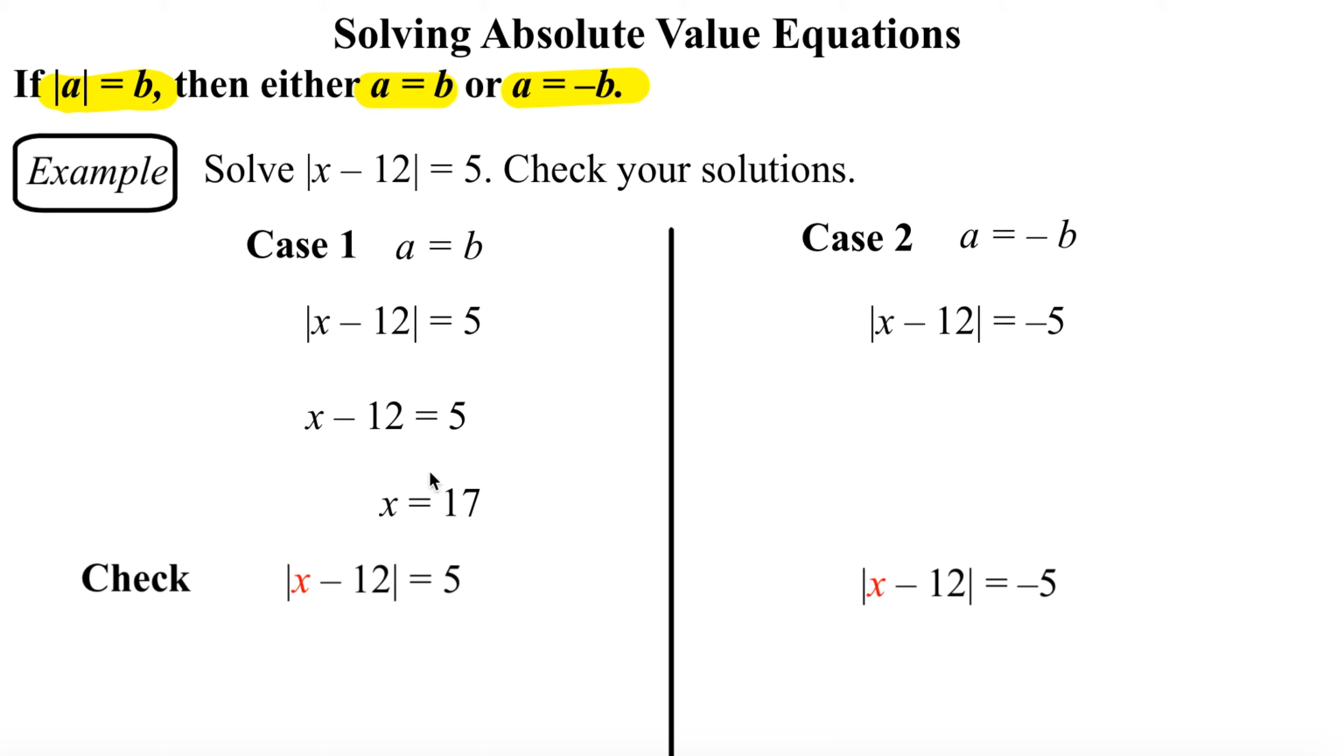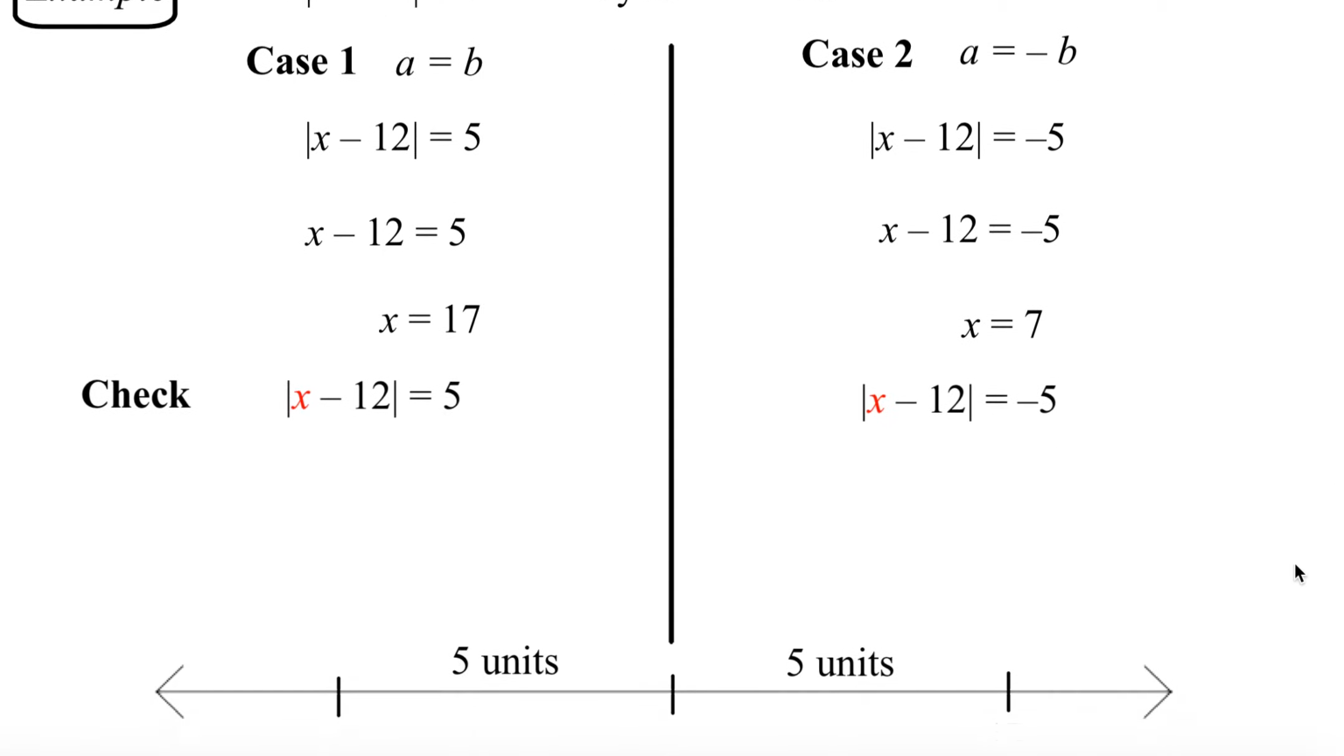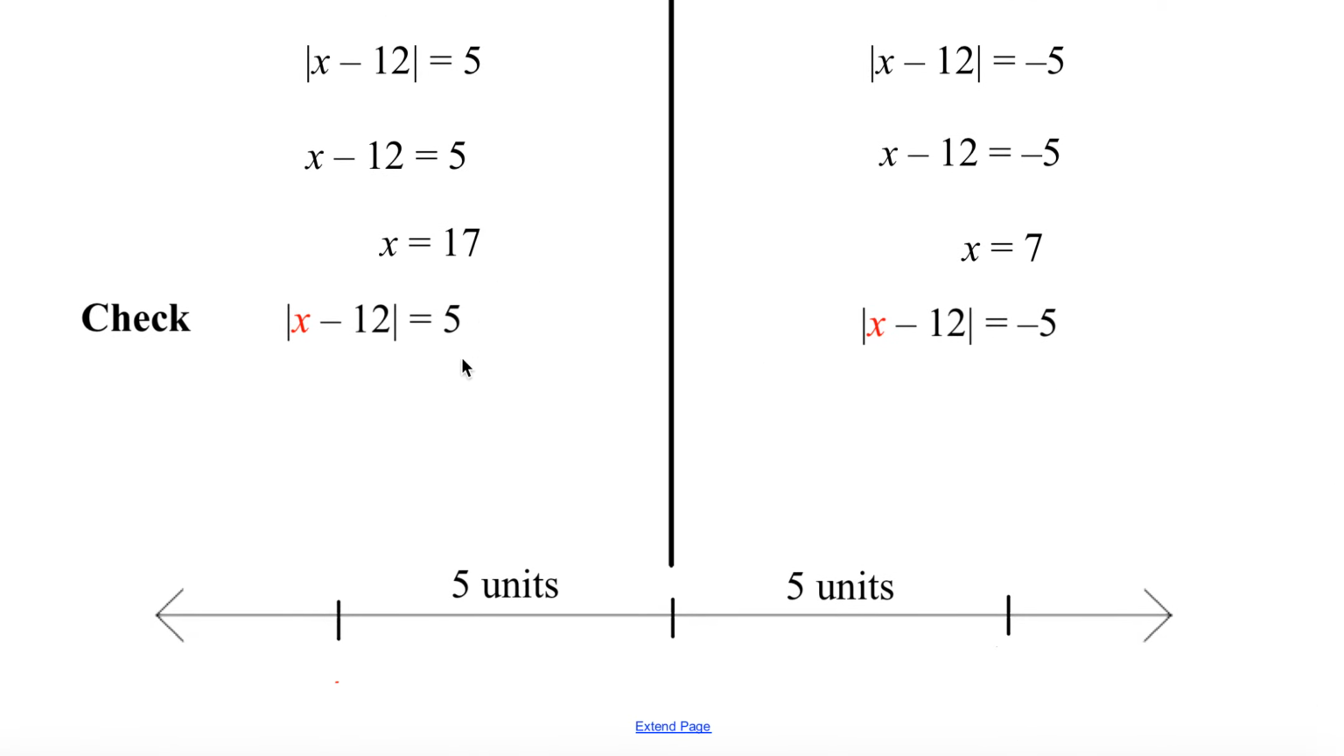So now we need to check this. On the right-hand side, we used negative 5. Remember, it says the opposite of the right-hand side. And then drop your absolute value sign and solve. And we get x equals 7. Now what this tells us, let's go ahead and check it first. If we plug in 17 here for x, we get 17 minus 12, which is 5. And the absolute value of 5 is 5.